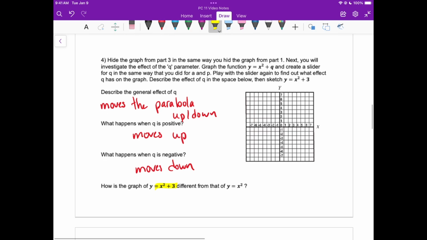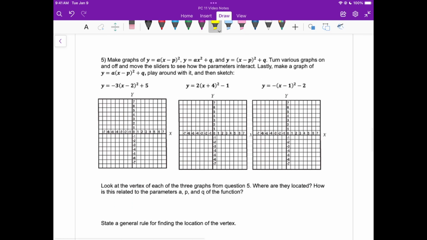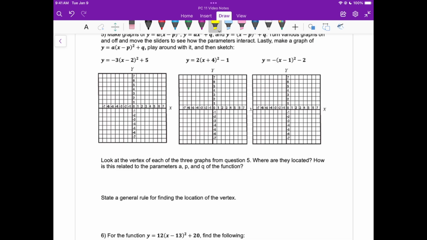And so if we move to the next page now, we're asked to make graphs of a times x minus p squared, ax squared plus q, and x minus p squared plus q. And I'll let you play with those yourself and try to recreate these 3 graphs. But there's a few key things we want to look at. So if we move to the next one, we're told to look at the vertex of the 3 graphs from question 5. Where are they located, and how are they related to the parameters of a, p, and q?